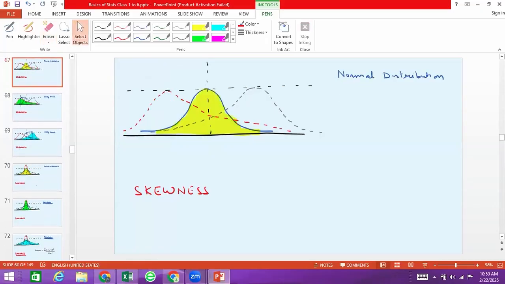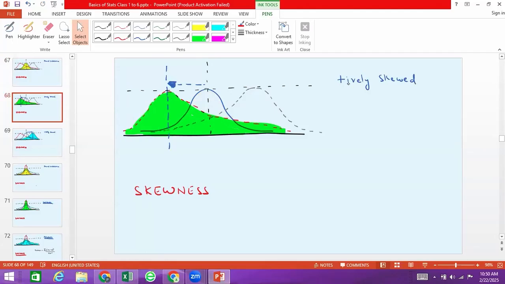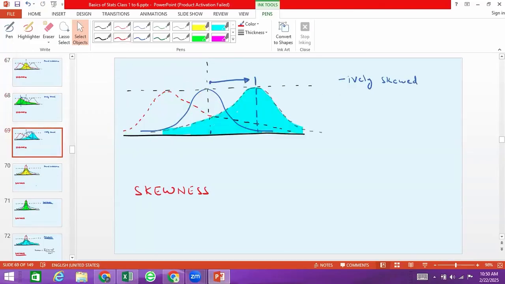In a normal distribution, on both sides there will be the same percentage of points, positive side and negative side alike. But in positively skewed data, there will be more points on the positive side than on the negative side. Similarly, in negatively skewed data, for example here, this much, there will be more points on the negative side than on the positive side. That's why it is called negatively skewed data.